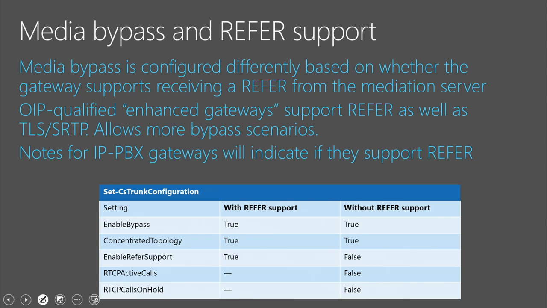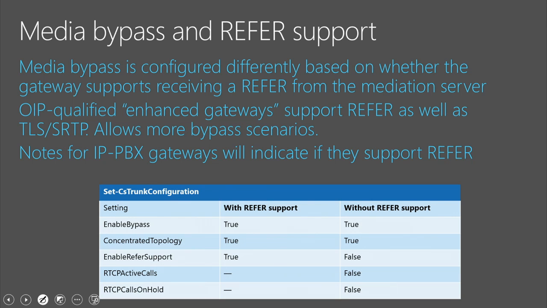Basic gateways probably can't. It might be that they only passed one or two of the things required to be an enhanced gateway, so they got listed as basic. But generally, only the enhanced gateways support refer. And on the IP PBXs, it will list in the notes for the PBX if they support getting a refer from us. And what's the practical difference between that and how you configure this?